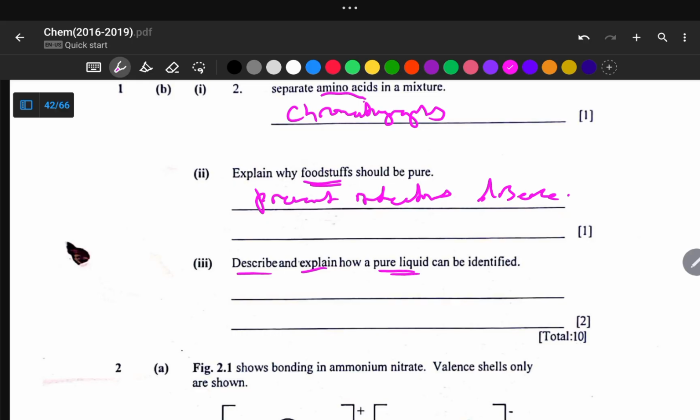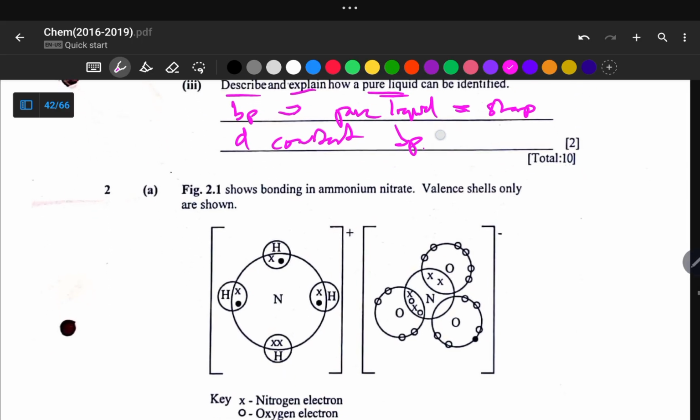And then describe and explain how a pure liquid can be identified. So to identify a pure liquid, we can identify it by measuring its boiling point. A pure liquid should have a sharp and constant boiling point, right? So we can use its boiling point. A pure liquid should have a sharp and constant boiling point. Are we together? And then we can now proceed to the next part.